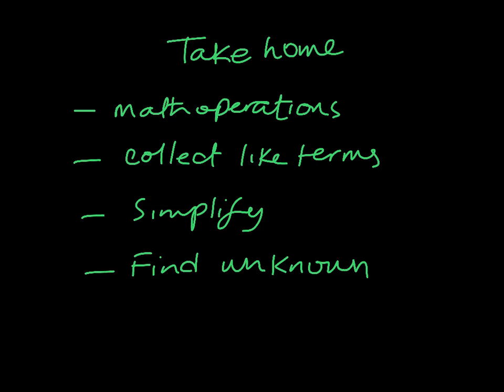You want to pay attention to the math operation that exists between the different linear equations. If it's an addition, you add. If it is subtraction, you subtract. If you have fractions, you make sure you convert them to equivalent fractions or like fractions so that you can add them together. And also you collect like terms so that it's easy for you to simplify, and then you can find the unknown value. That's it on linear equation part 5.